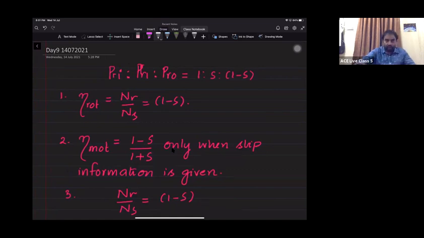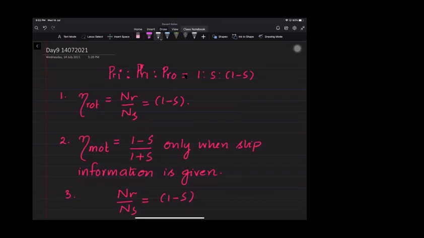Right. No one is raising the hands. So I'll stop for today. Someone has raised. Bhavani. Please, Bhavani. Bhavani. Bhavani.